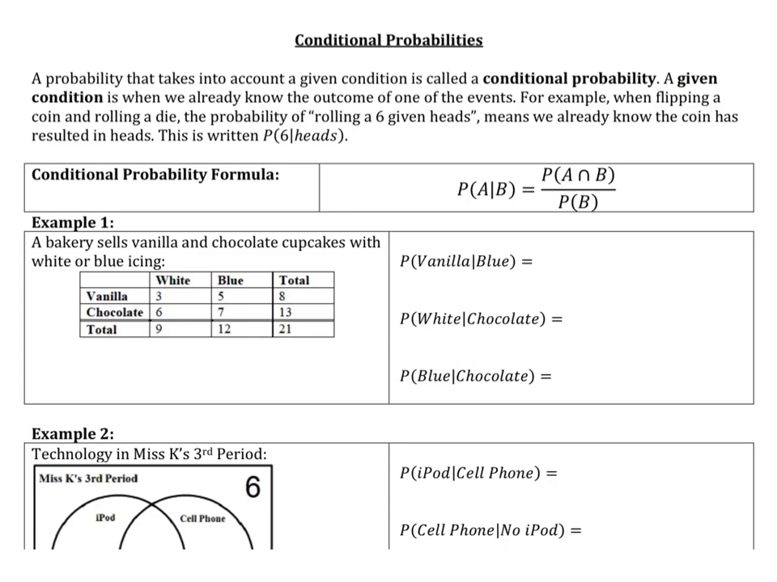An example it gives here is like you can flip a coin and roll a die, and you can say, oh, I want the probability of rolling a 6 given that the coin landed on heads. That would mean you already flipped the coin, you know it was heads, and then what's the probability of rolling a 6? That's different than what's the probability of flipping a coin, getting heads, and rolling a 6. Those are different statements, and you have to be very careful when you're figuring these out.